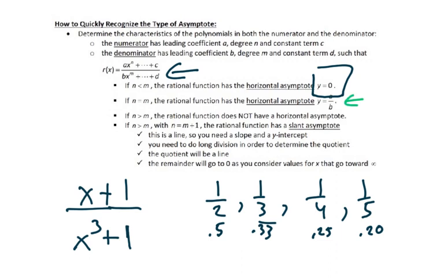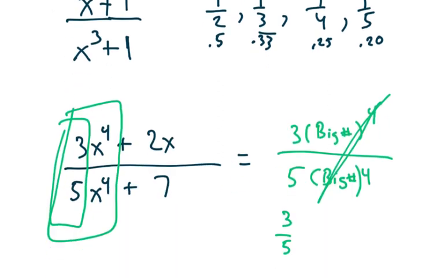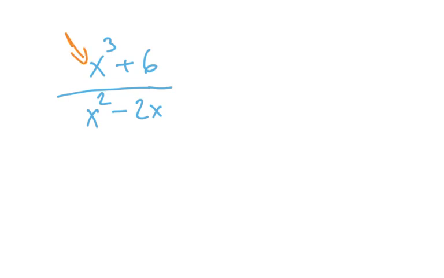Then it says if n is greater than m, then you do not have a horizontal asymptote. That should make sense as well. We haven't talked about that yet. But if you have an x cubed, let's say plus 6, and the bottom is x squared minus 2x, we know this is not going to be horizontal. Why? Because if the numerator is growing faster than the denominator, this thing is going to head towards infinity, right?